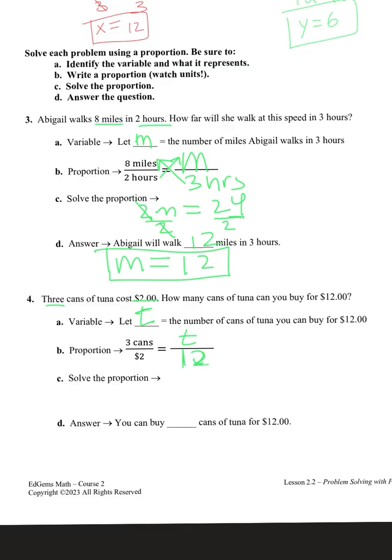Okay, so let's go ahead and solve this proportion, and we're going to cross multiply it and then divide. So we're going to go 2 times t, which is 2t, equals, and then we go 12 times 3. 12 times 3 is 36. Okay, and then to solve this, we're going to divide by the number that's attached to the variable, which is 2. Multiplying by 2, dividing by 2 cancels out, and 36 divided by 2, I believe, is 18. And what is the label in this case? It's cans of tuna. So the answer is you can buy how many cans of tuna for $12? That's 18. Yum, yum. Lots of tuna helper.